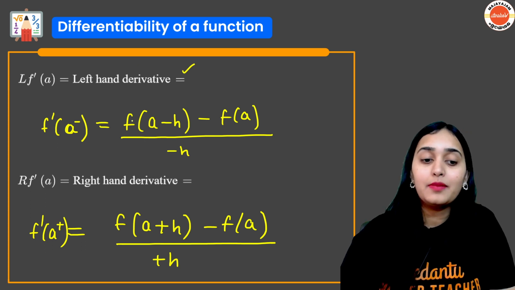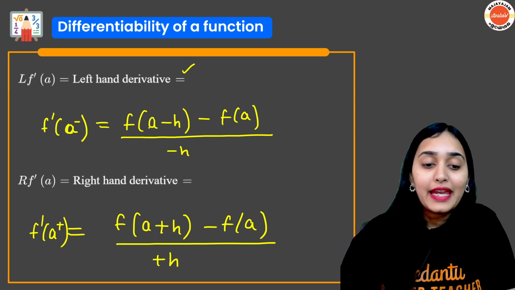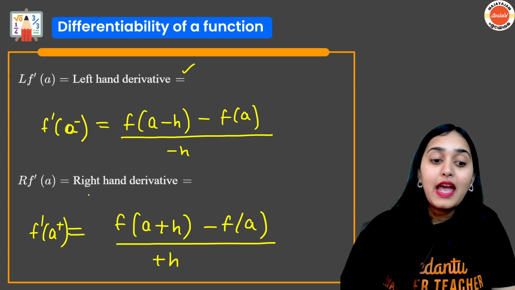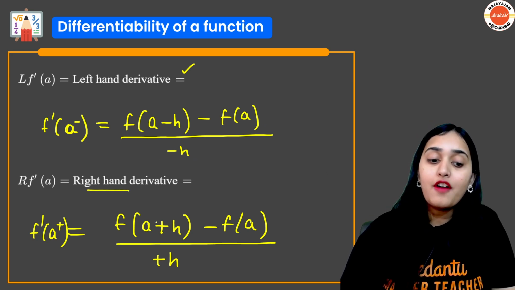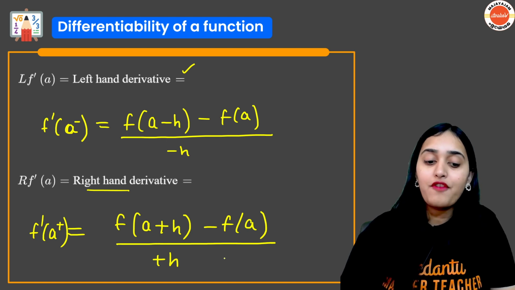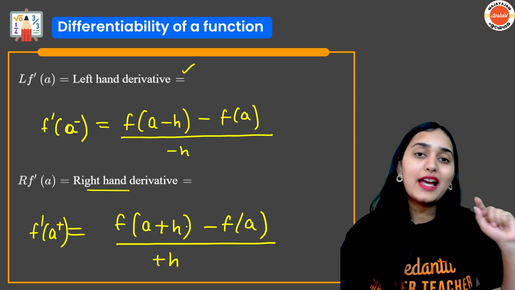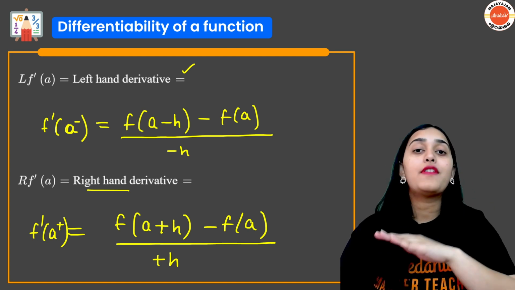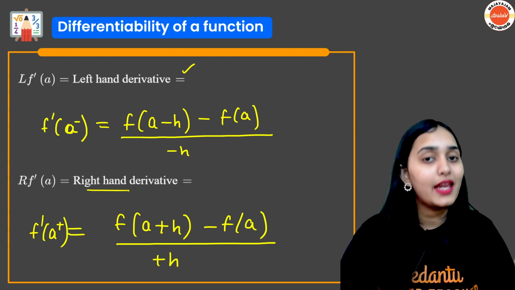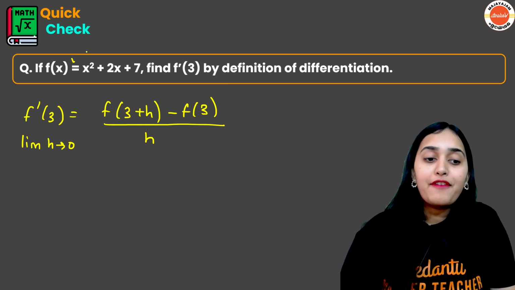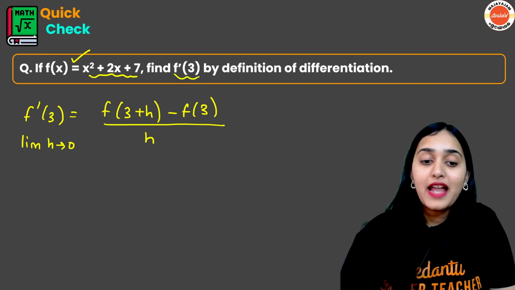Left hand derivative will be f of a minus h minus f of a upon minus h. And the right hand derivative will be f of a plus h minus f of a upon plus h. So if these two values are coming equal, then your function is differentiable. Okay, let's check. If f of x is x square plus 2x plus 7, find f dash 3.